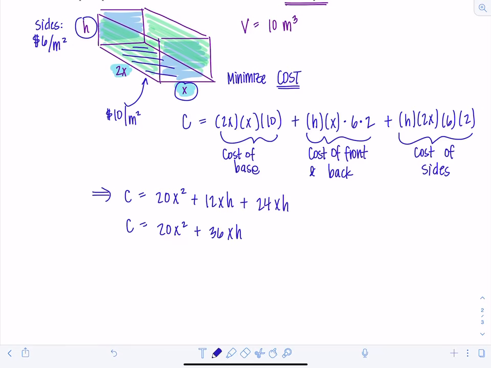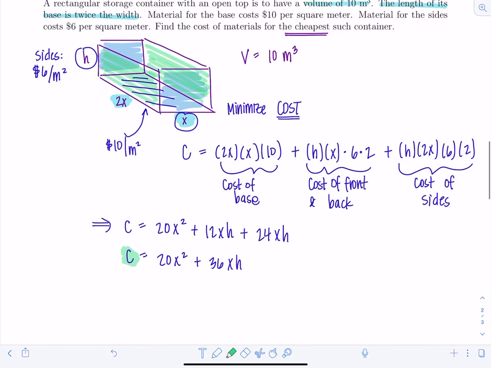All right, now remember, whatever function you're trying to minimize is the function whose derivative you're going to take. And we're in Calc 1, so I can't have a function of more than one variable. I need to get rid of either x or h. Well, that's why they gave me that information in the very beginning, the constraint, that the volume had to be 10 meters cubed. That's going to help me eliminate one of the variables in my cost equation.